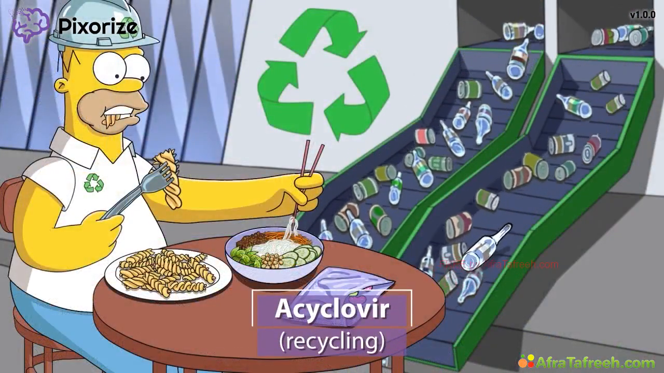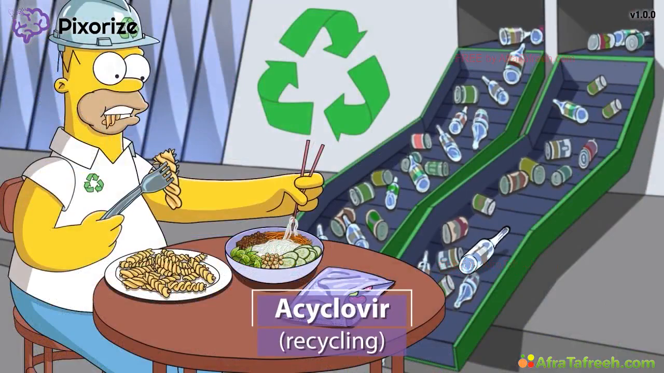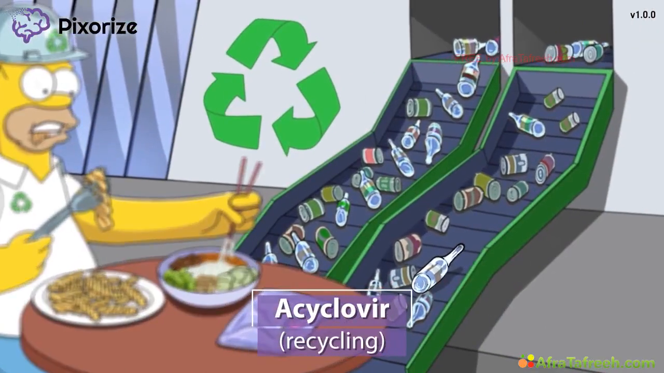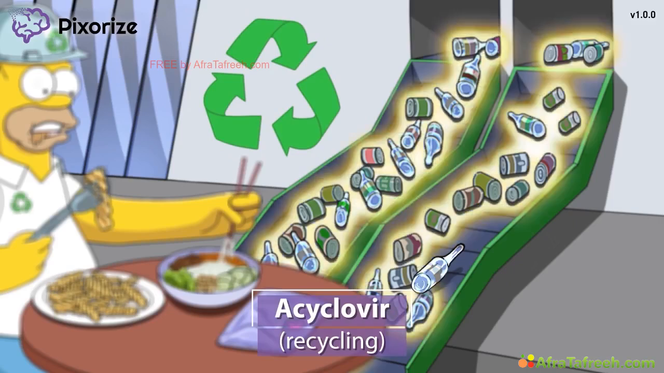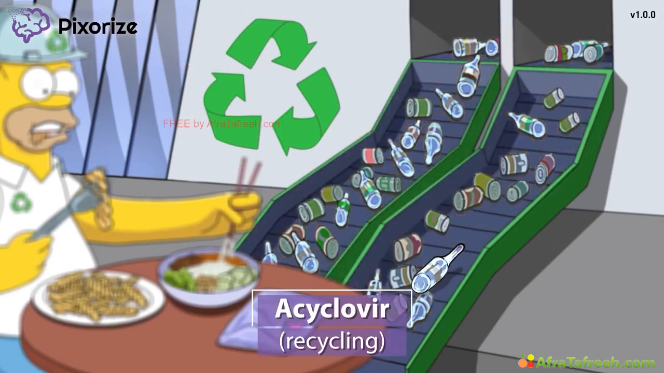Time for lunch at the local recycling plant. And we can see an employee here already chowing down ferociously. Yep, you can tell that this is a recycling plant by that big recycling symbol on the wall and all of those cans and bottles coming down the chute there.